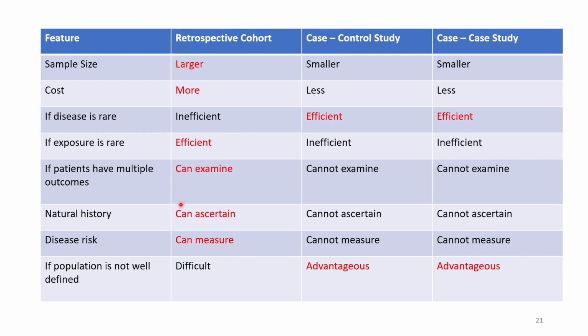Okay. Similarly, since we are going to proceed from exposure to outcome, even if the patient has multiple outcomes, we can examine them with the help of cohort studies, and the natural history of these diseases can be known. Similarly, the risk of developing a disease can also be ascertained with the help of cohort studies. As I said, the main disadvantage with cohort is that we need to have a well-defined population and that population should be available for enrollment. Hence, when that is not there, it is better to go with case control or case studies.